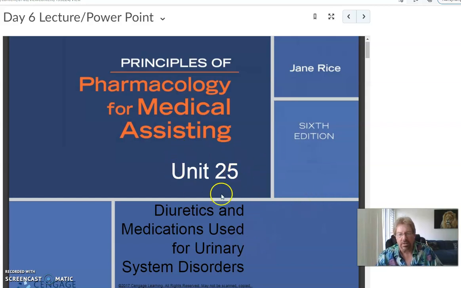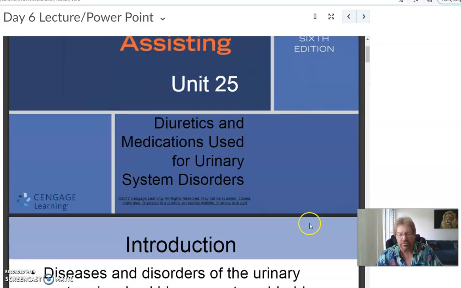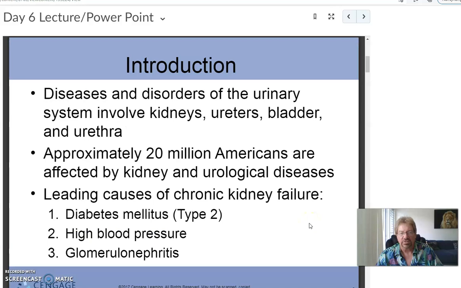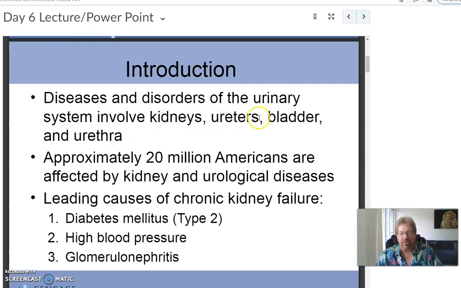Okay, we're talking about Unit 25, Chapter 25: Diuretics and medication used for urinary system disorders. Diseases and disorders of the urinary system involve the kidneys, ureters, bladder, and urethra. In other words, all of it.